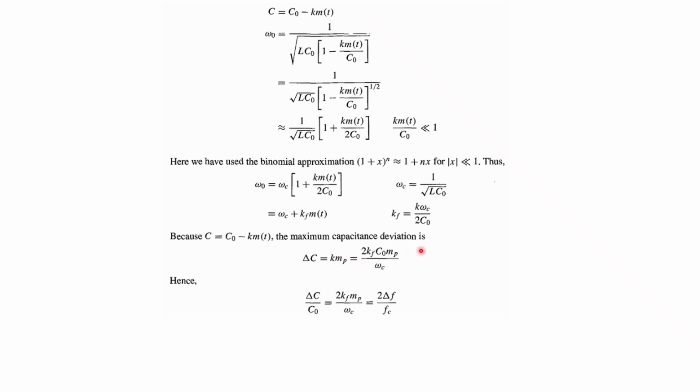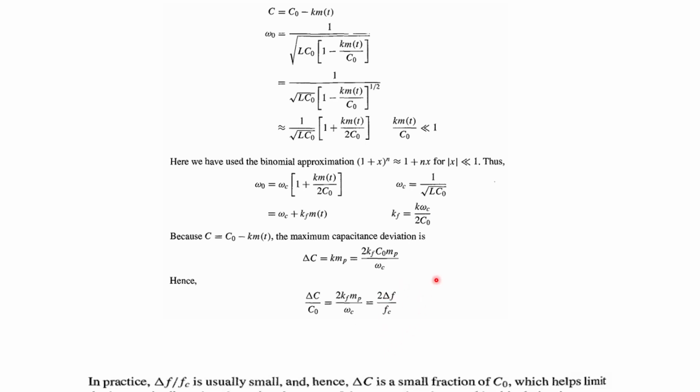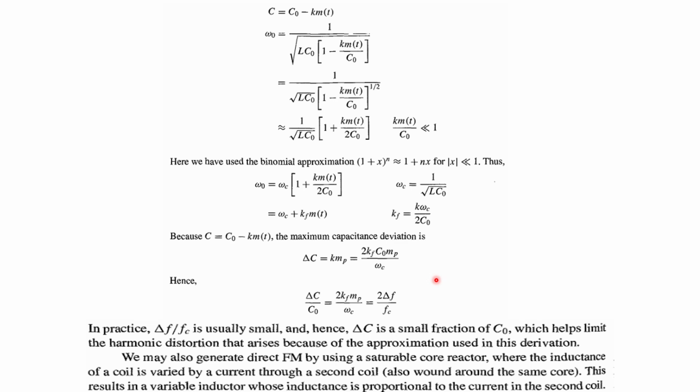The maximum capacitance deviation we can find, that is delta C, which is C minus C naught, gives delta C divided by C naught equal to twice k_f m_p divided by omega c, that is, twice delta f divided by f c. This will give you the maximum deviation. In practice, delta f by f c is usually small, and hence delta C is a small fraction of C naught, which helps limit the harmonic distortion that arises because of the approximation used in the derivation.